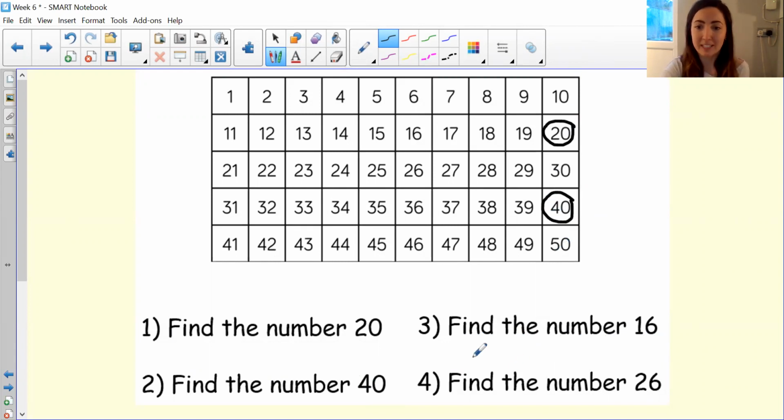Okay, so 16 is one of our teen numbers. So we're looking for the row with the teen numbers on. Here it is. 16. And then finally, find the number. What number is this? 26. So pause to find the number 26.